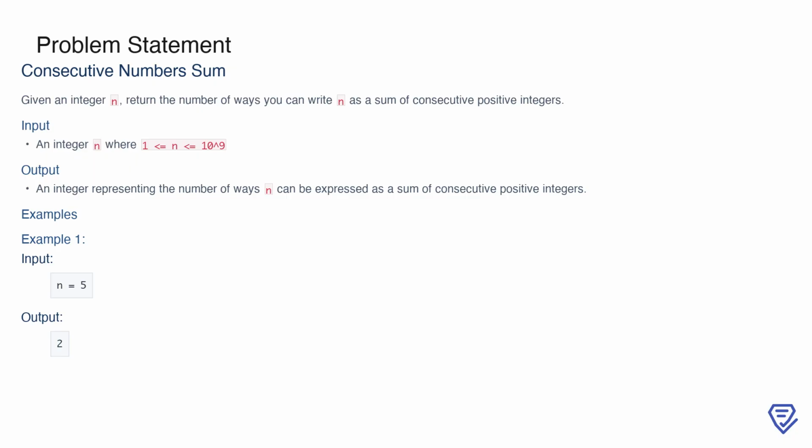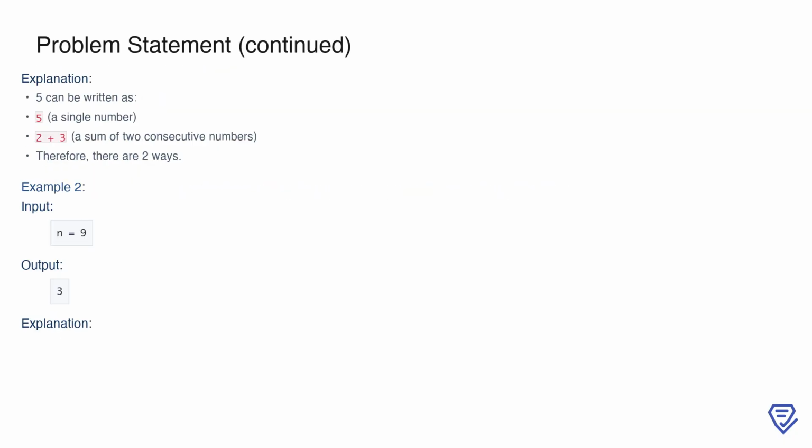In the first example provided, we have an input n equals 5. The output is 2, which means there are two distinct ways to write 5 as a sum of consecutive integers. To understand why, let's look at the possible representations. The first is simply the number 5 itself, which counts as a valid sequence. The second representation is the sum of two consecutive numbers, 2 plus 3. Together, these give us the two valid ways to express 5. In another example, where the input is n equals 9, the output is 3, meaning there are three ways to write 9 as a sum of consecutive positive integers.